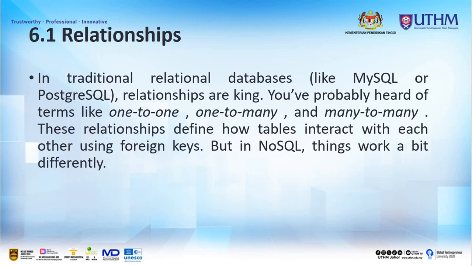First, relationship. In traditional relational databases like MySQL or PostgreSQL, relationships are key. You have probably heard about terms like one-to-one, one-to-many, or many-to-many relationship. These relationships define how the tables interact with each other using foreign keys. Okay, a foreign key is present with a primary key as well. But in NoSQL, things work a bit differently.